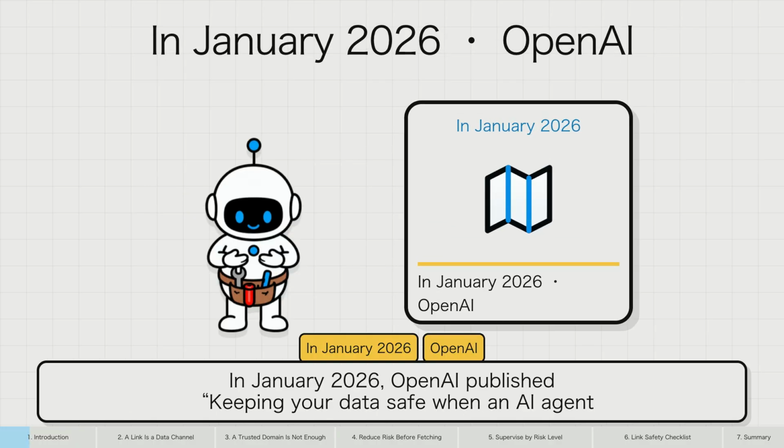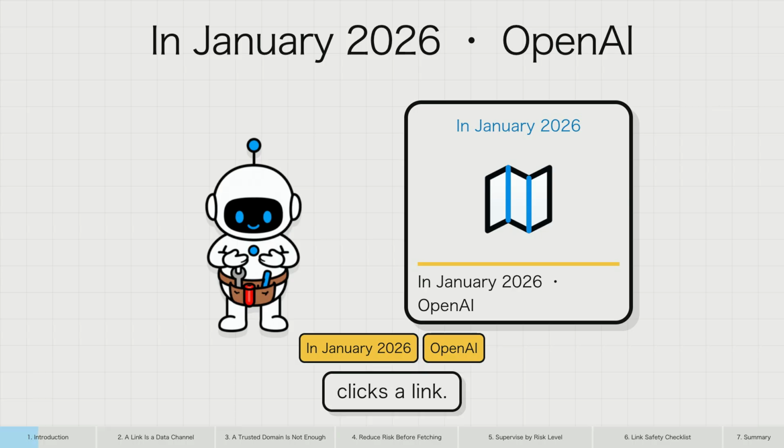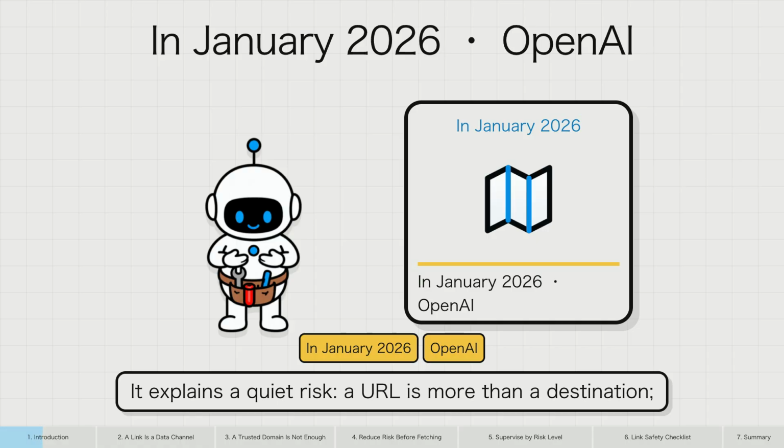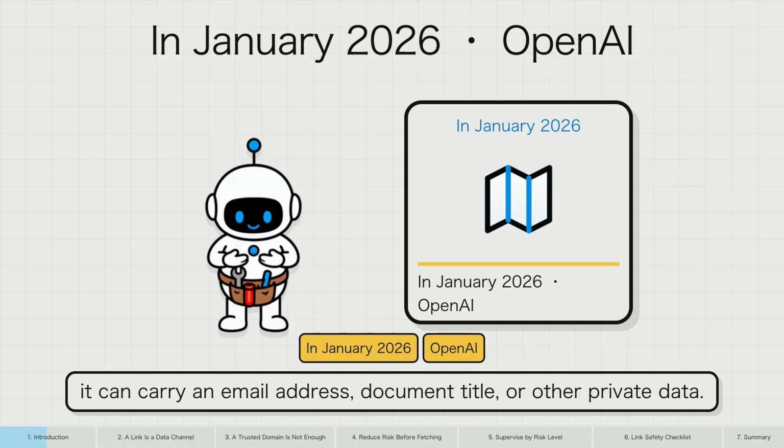In January 2026, OpenAI published Keeping Your Data Safe When an AI Agent Clicks a Link. It explains a quiet risk. A URL is more than a destination. It can carry an email address, document title, or other private data.